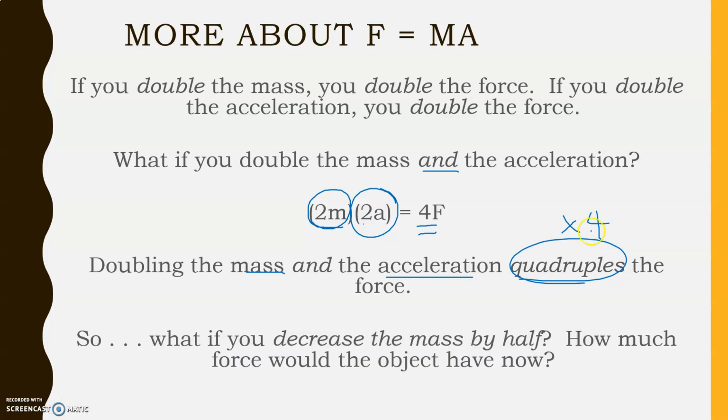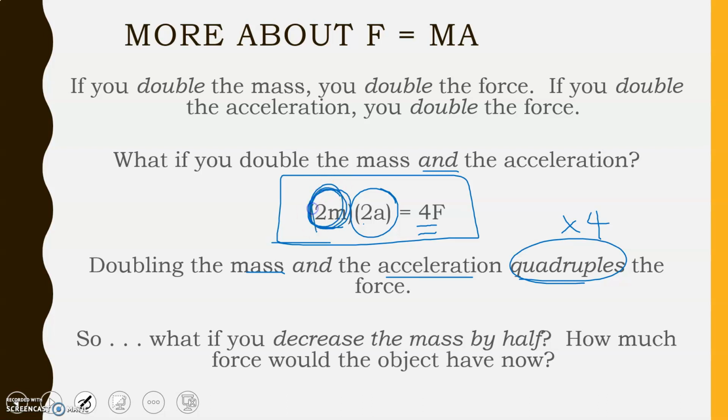So what would happen if you decrease the mass by half? How much force would the object have then if you decrease the mass by half? Think about it. Well, compared to this situation up here, right now the mass is 2. If we decrease it by half, half of 2 is 1. So we would have 1 for the mass times still 2 for the acceleration, because we're not changing the acceleration. So times 2 for the acceleration, and 1 times 2 is 2. So 2 for the force.